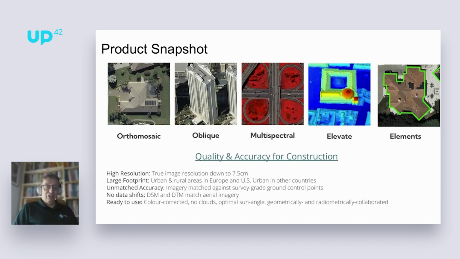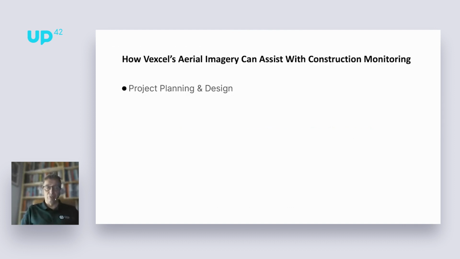The products that we produce, we've got high resolution aerial imagery, 7.5 centimetre or 15 centimetre. The 7.5 centimetre is our urban data capture program. The 15 centimetre then is outside the main population centres. The accuracy is unmatched. We use survey grade ground control points. There is no data shift. We also capture digital surface and terrain models, and those fit exactly with our aerial imagery. So let's look at how Vexel's aerial imagery can assist with construction monitoring.